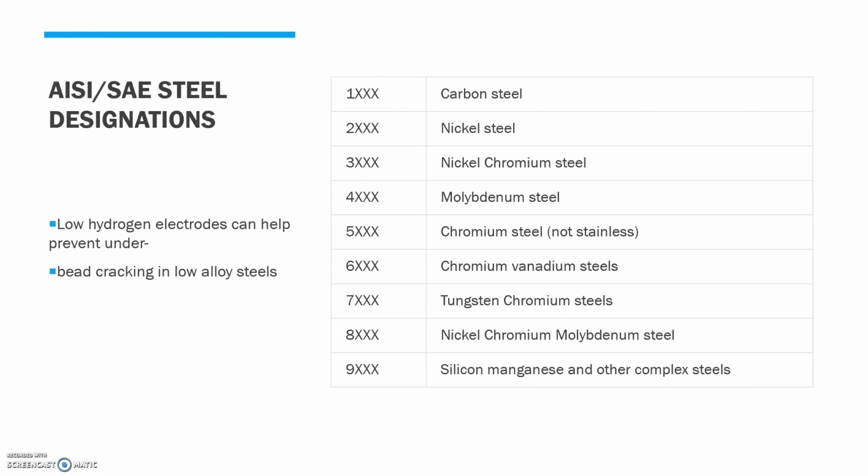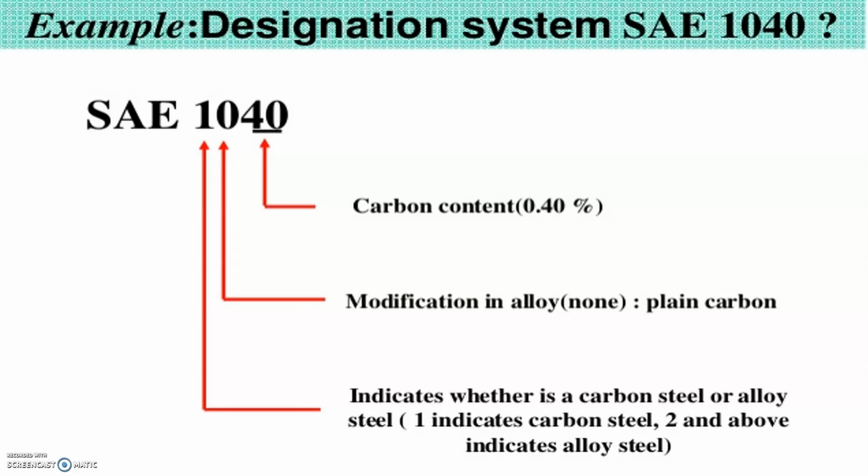Page 6 shows how the American Iron and Steel Institute designates alloyed steels. One thing to keep in mind when welding low alloy steels is to use low hydrogen electrodes at their proper holding temperatures. Here's an example of how plain carbon steel with 0.4% carbon content is designated.